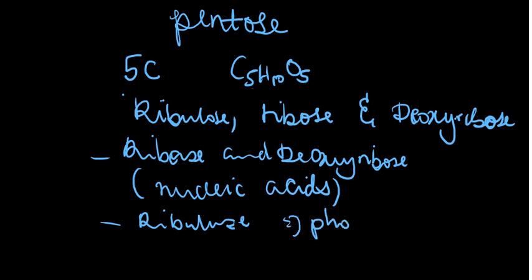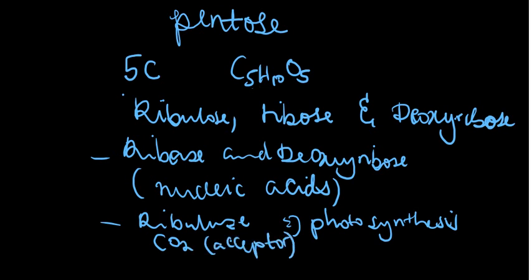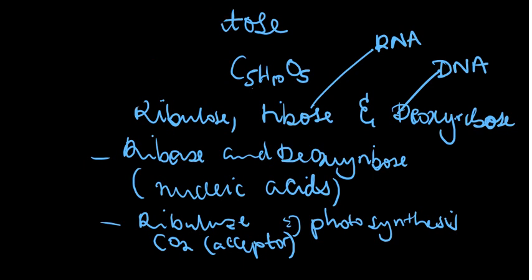Ribulose is usually used as a carbon dioxide acceptor. So this is a sugar that is used to accept carbon dioxide during the process of photosynthesis. To take you back to ribose, ribose is a sugar that is found in RNA. Deoxyribose is found in DNA. Alright, so these are the pentoses that we have in nature.